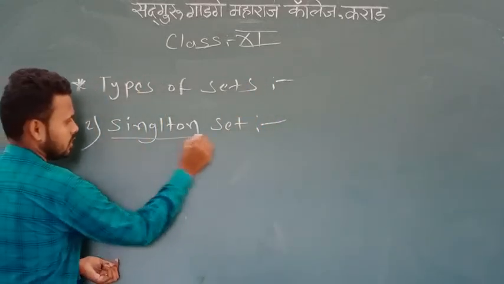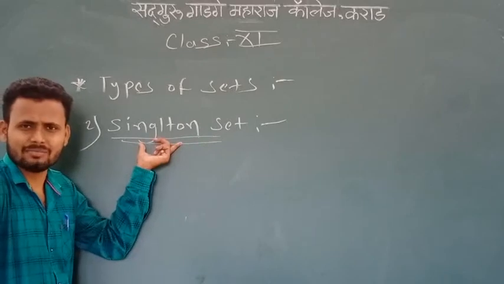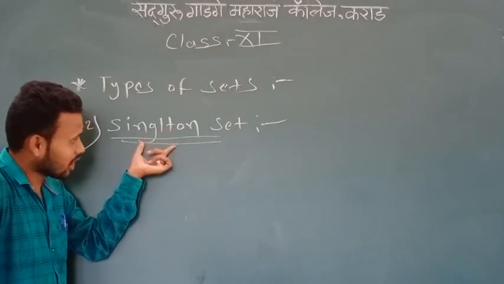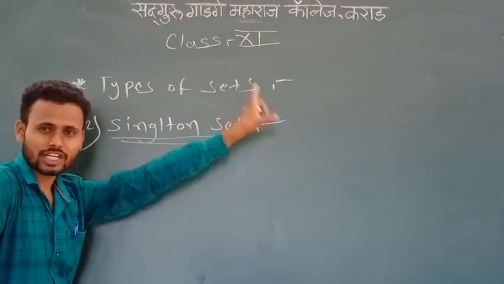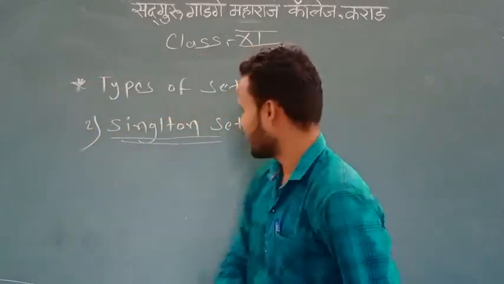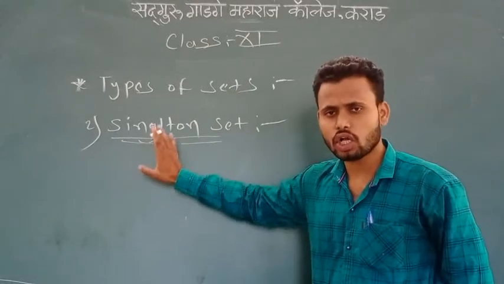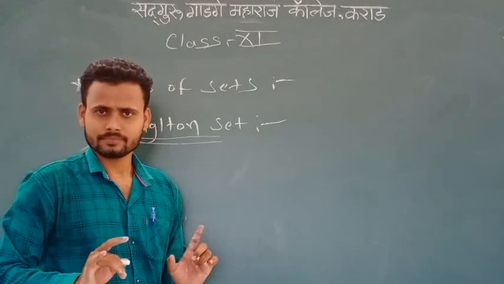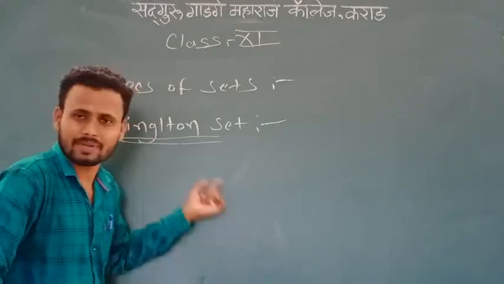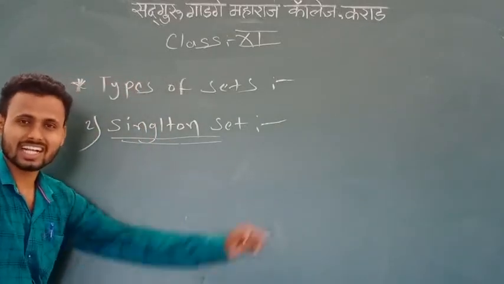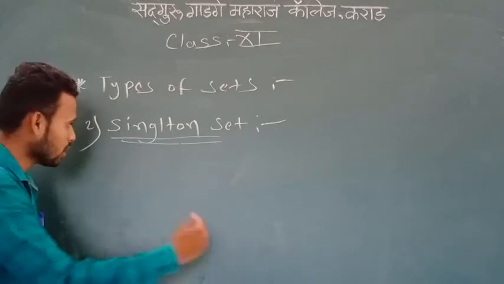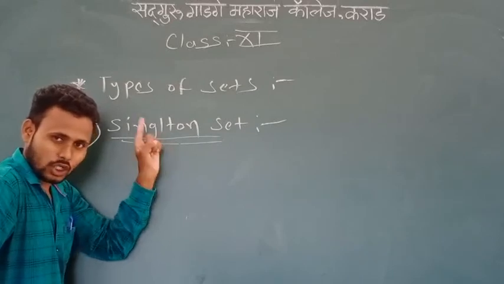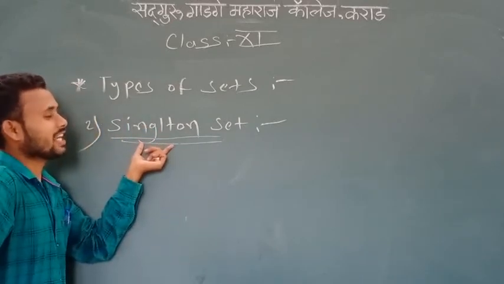Singleton set. Single means one. A singleton set means a set containing only one element. A set containing only one element is called a singleton set. Simply, the set must have only one element. If a set has only one element present, we can call it a singleton set.